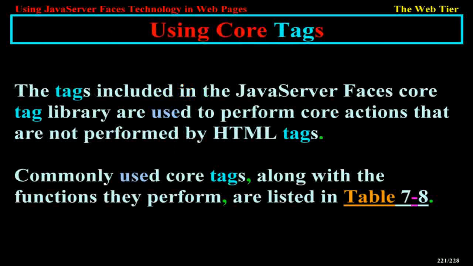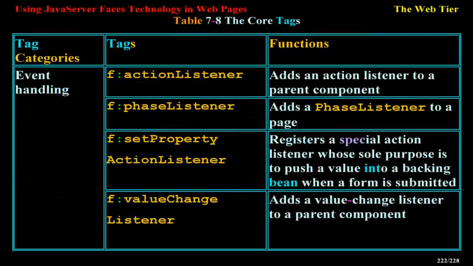The tags included in the JavaServer Faces core tag library are used to perform core actions that are not performed by HTML tags. Commonly used core tags, along with the functions they perform, are listed in Table 7-8. Table 7-8 The core tags. Event handling: f:actionListener adds an action listener to a parent component. f:phaseListener adds a phase listener to a page.